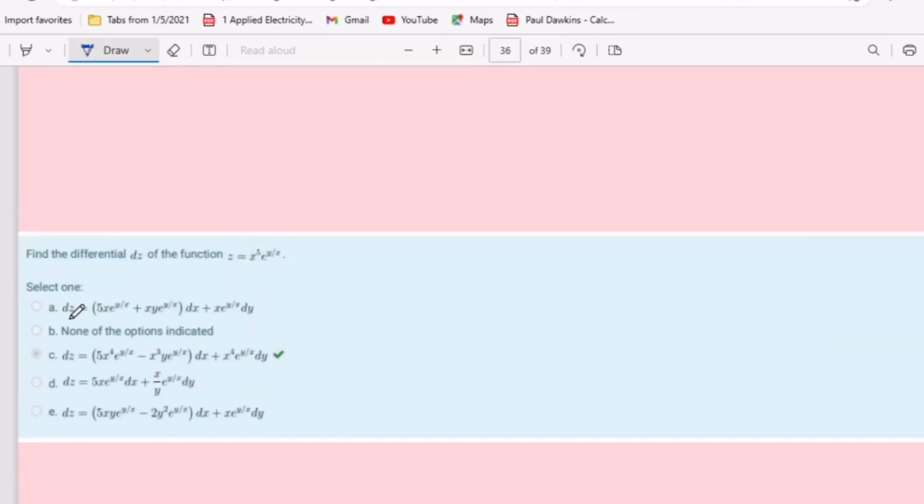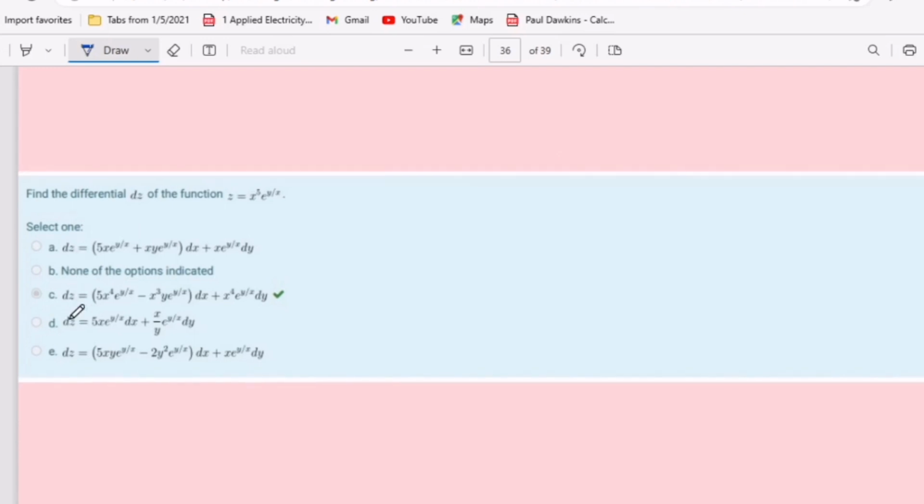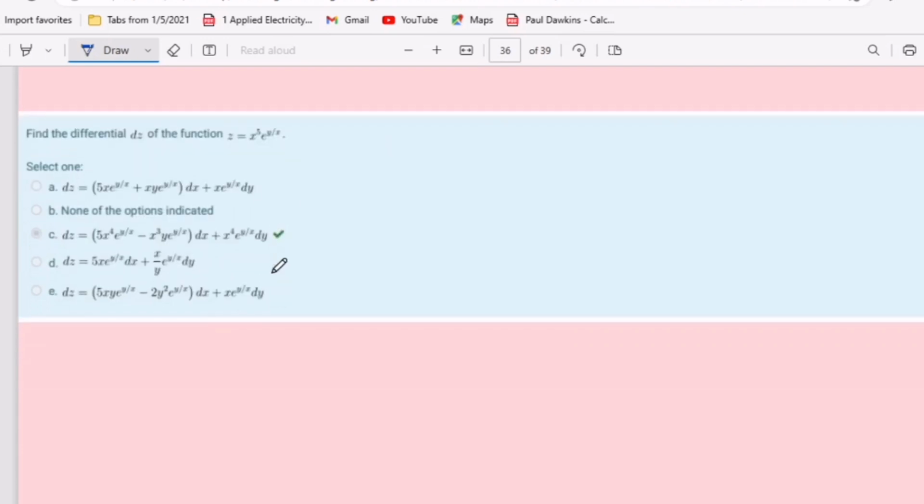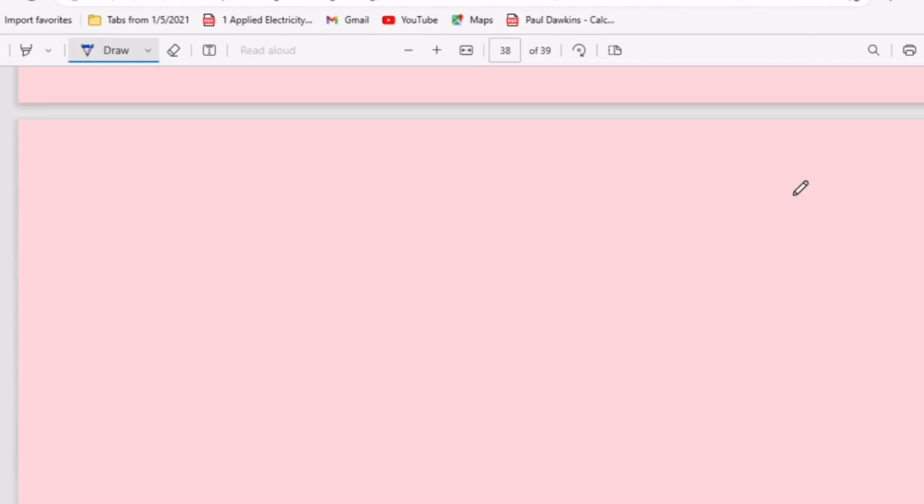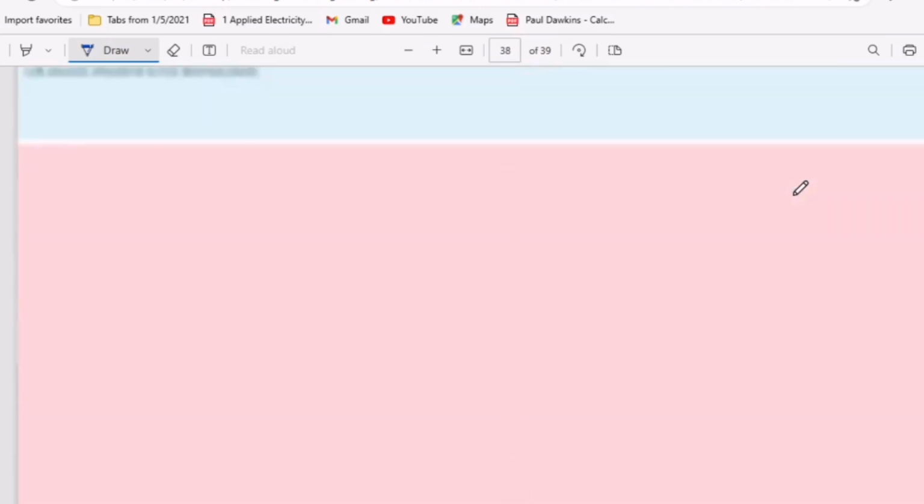How do you find the differential of z? Who can tell me what you do? We have x and y, so we differentiate partially with respect to x and write dx, plus partially differentiate with respect to y and write dy. It's that simple. This is what they did: the x and y differentials. We've done it in the previous video.